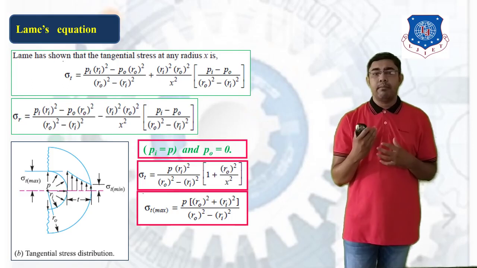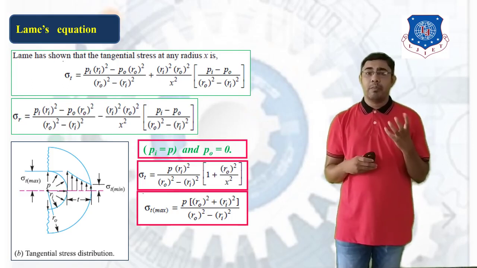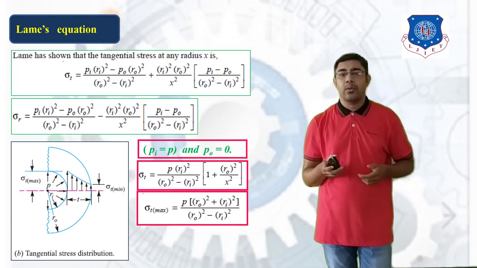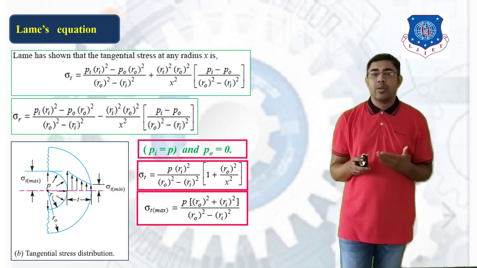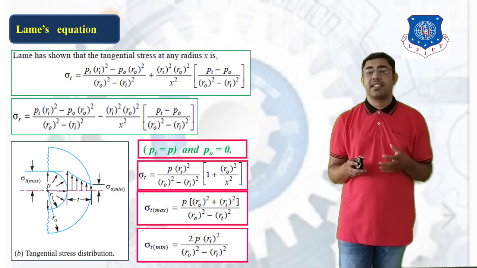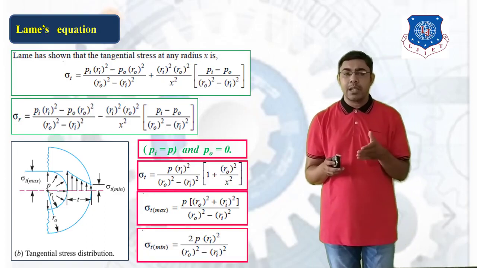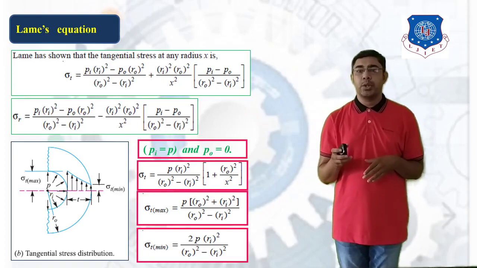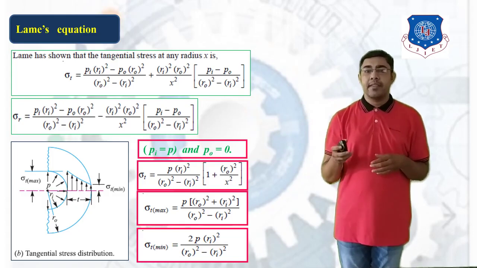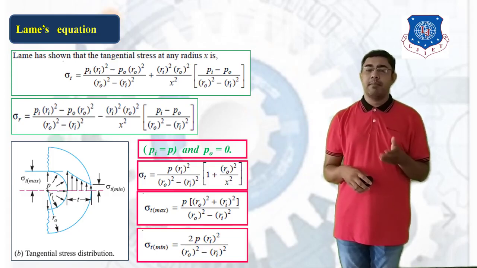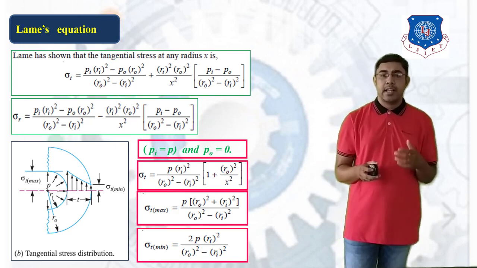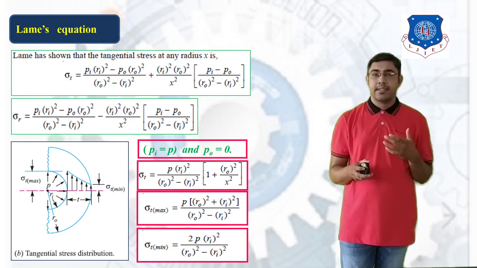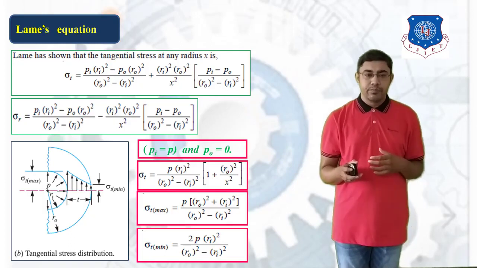So to calculate the minimum tangential stress, we have to place x is equal to Ro in the above equations. So if we place x is equal to Ro, then the minimum tangential stress becomes sigma T minimum is equal to 2 into P into Ri square divided by (Ro square minus Ri square). So this is the tangential stress, maximum stress and minimum stress.